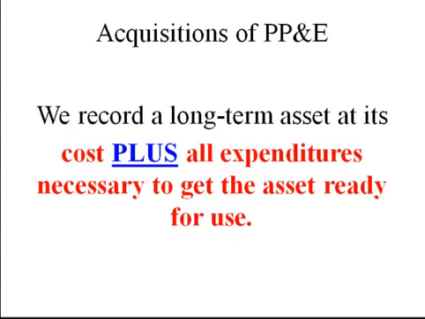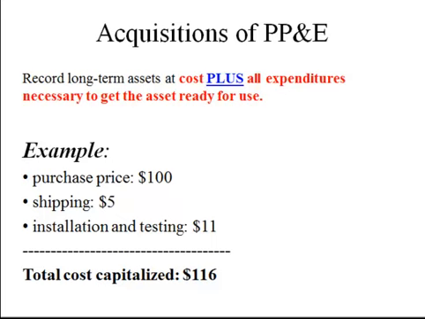The answer to this is that we will record the long-term asset at its cost, plus all expenditures necessary to get the asset ready for use. An example, assume we paid $100 purchase price for the asset, and in order to get the asset to us, we incur $5 in shipping. Easily we understand that the price really is $105, but we don't stop there. If the asset is not ready for use until it has been installed and tested, we have to include the cost of the installation and testing as well. In that case, the total cost capitalized is $116.